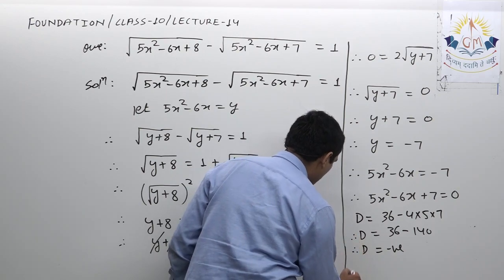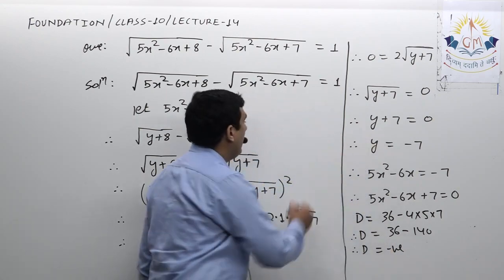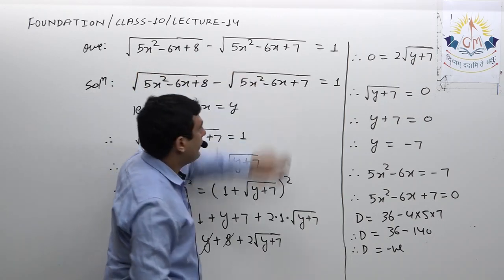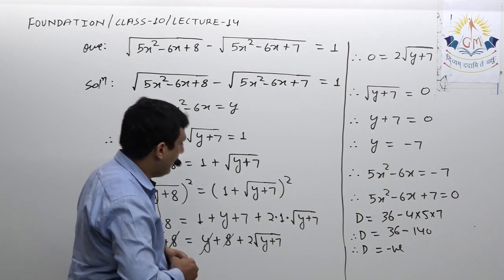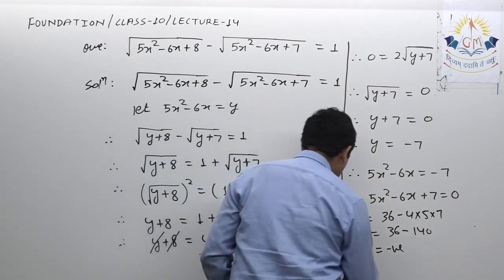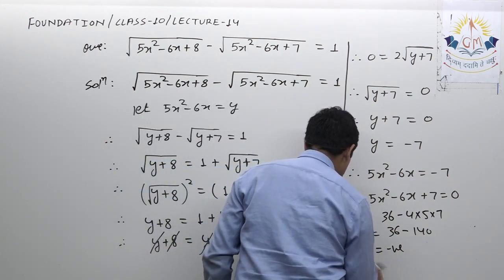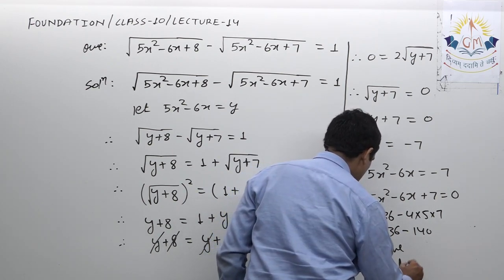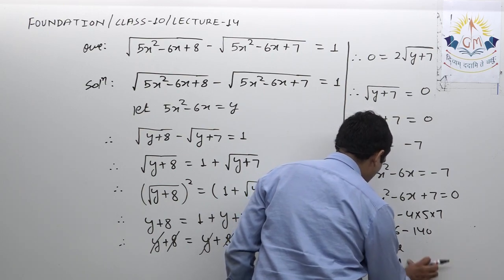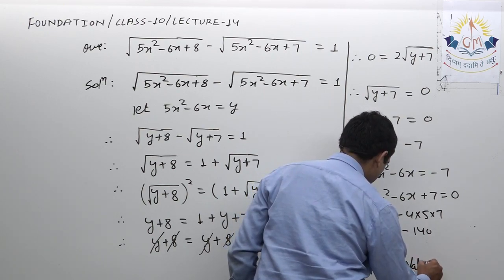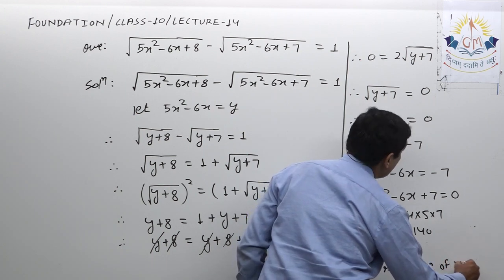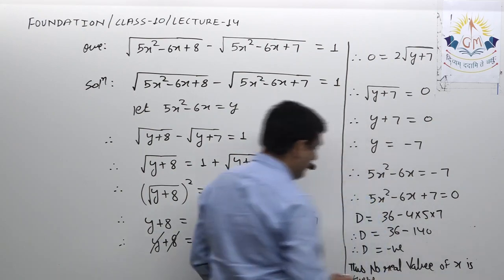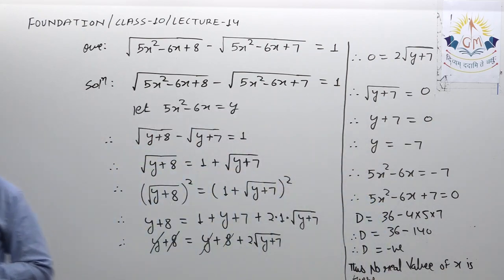That means for this value of y, this particular equation does not have any real value of x. Okay, so finally here I will write, thus no real value of x is there. Okay, so please note it down, then we'll see the next question.